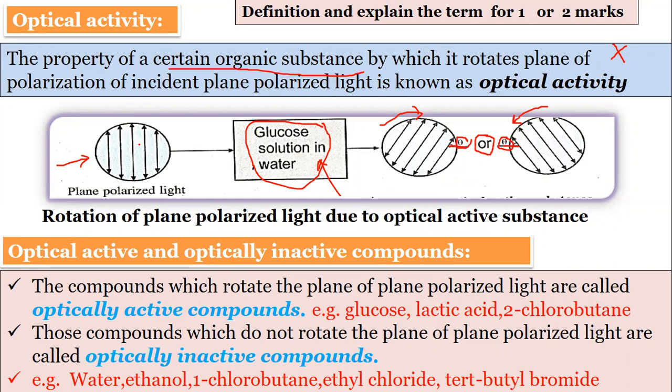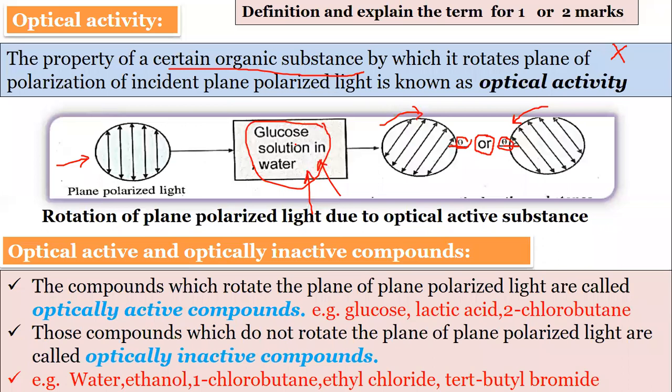And if the plane polarized light does not rotate to the right hand side or left hand side and remains as it is, the compound kept here is called optically inactive. Remember, optically inactive compounds. So you understand what optically active and optically inactive compounds are, but how do we identify them? There are two options. The first option is that you must know the structure of the compound. If a chiral carbon is present, then it is optically active.